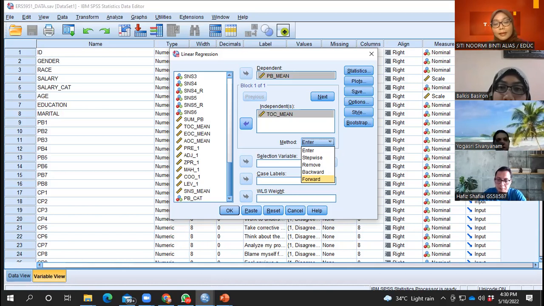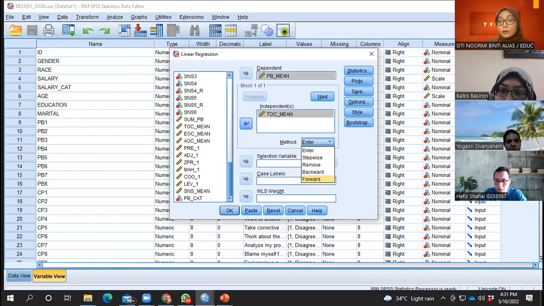And then forward method enters variable at a time depending on whether they meet statistical criteria. Itu forward method. Okay, tapi yang paling simple adalah enter method. Okay, stepwise ni dia kena ada teori yang bukan stepwise. Backward method ni dia kena ada teori yang strong untuk pakai. Okay, strong theory. You have strong theory and then based on strong literature, you already identify.